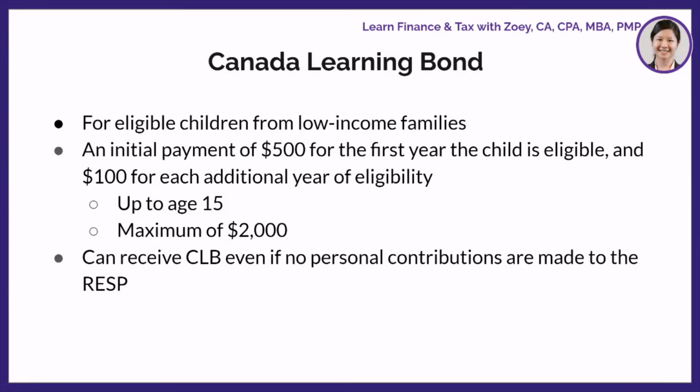The Canada Learning Bond (CLB) is money that the government adds to an RESP for children from low-income families. It provides an initial payment of $500 for the first year the child is eligible, plus $100 for each additional year the child continues to be eligible, up to age 15, for a maximum of $2,000. Personal contributions are not required to receive the CLB, so this is different than the CESG.